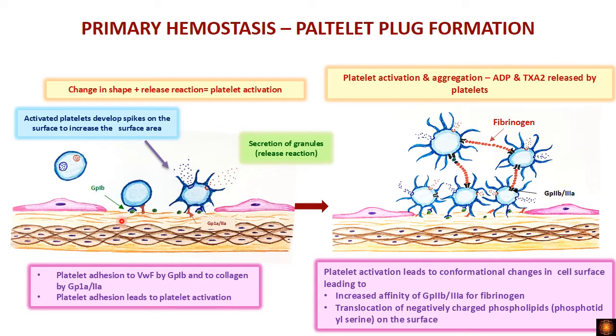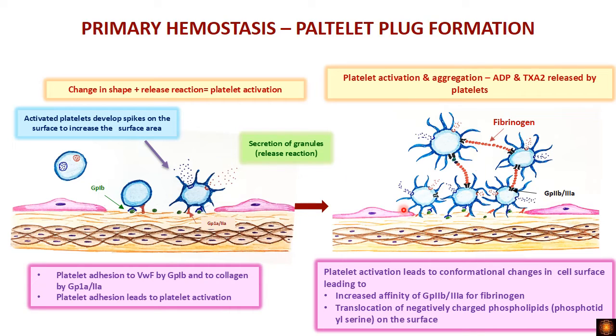Normally the platelets have a smooth surface and are round or ovoid in shape, and once they get activated, they develop spikes on the surface. This development of spikes increases the surface area of the platelets. When they develop the spikes, they appear like a sea urchin. When this activation occurs, the dense granules and the alpha granules present in the platelets are released. So secretions from the granules are also released.